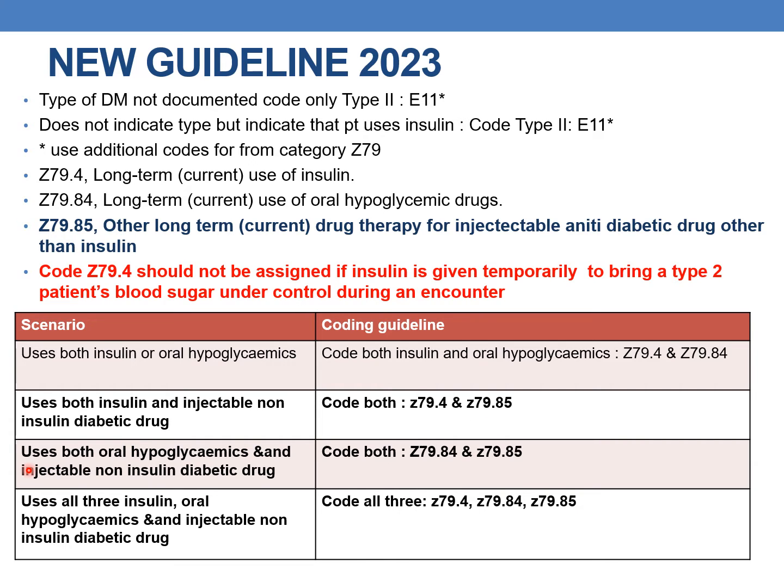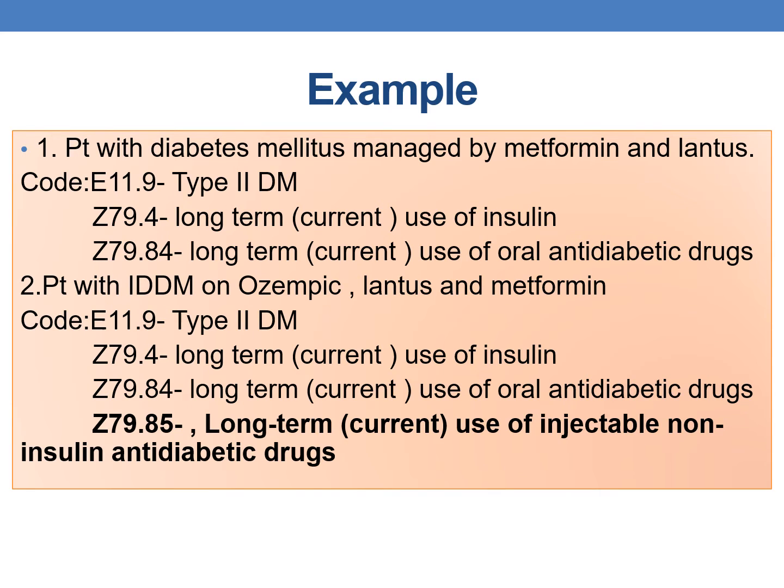And the next is if the patient uses both oral hypoglycemics and an injectable non-insulin diabetic drug. For that you need to assign additional codes Z79.84 and Z79.85. And finally, if the patient uses all three, that is insulin, oral hypoglycemic drugs and also an injectable non-insulin diabetic drug, in that case in addition to the type of diabetes, you need to code all three codes, that is Z79.4, Z79.84 and Z79.85. Now let us see examples.